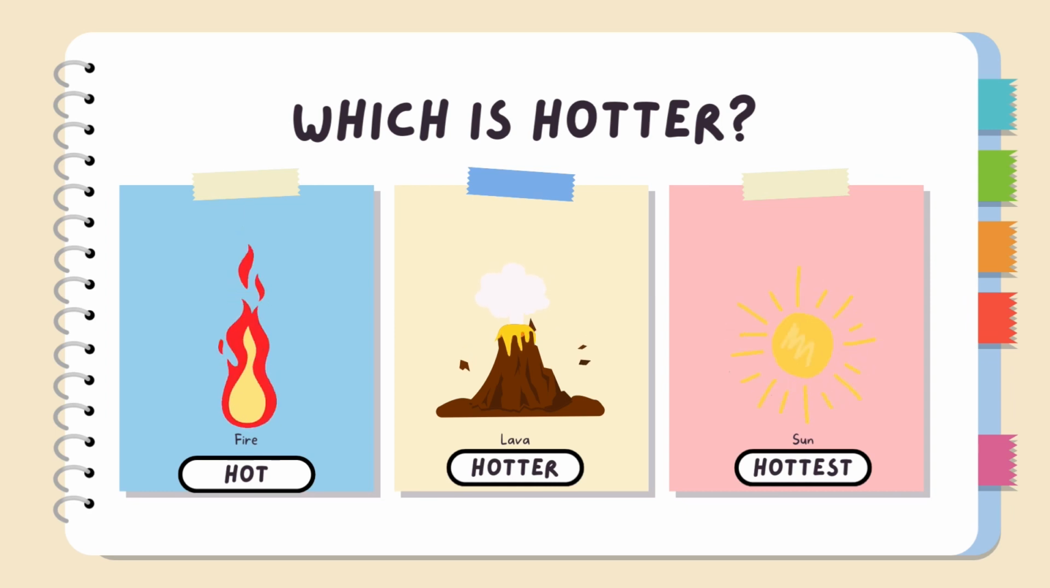Okay, now the answer for the previous slide is fire. So the first one is what we would call hot. And then lava. Lava is hotter than fire. So between the three elements being given to you, fire, lava, and sun, the sun is the hottest one of them all. So do you get it?